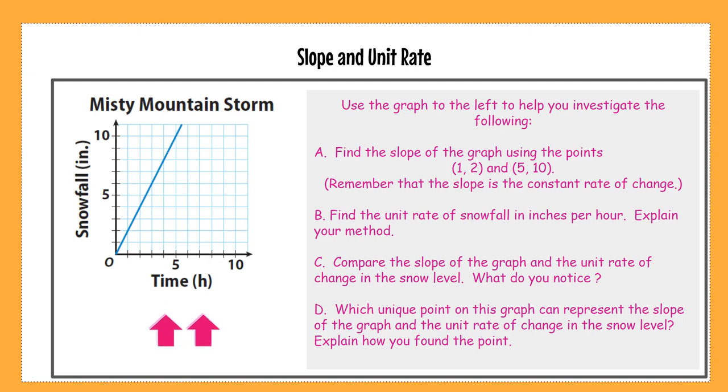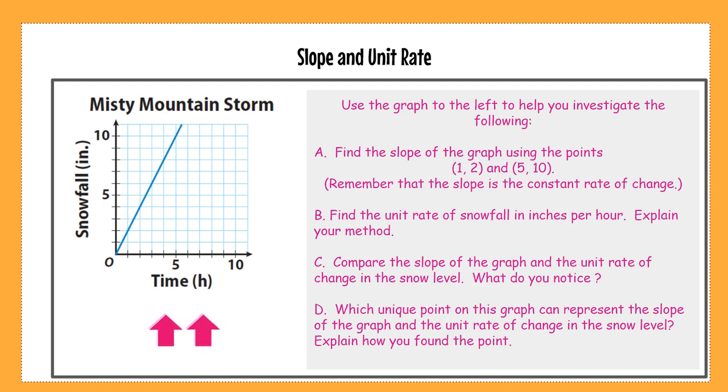I want you to look at the graph to the left to help you investigate this question. We're talking about Misty Mountain Storm. Remember, I think about slope and I think about ski lifts. So it's the snowfall in inches and the time in hours. The first thing I want you to do is find the slope of the graph using the points (1, 2) and (5, 10). Remember, the slope is the constant rate of change. Then I want you to find the unit rate of snowfall in inches per hour. Remember, that's how much the y changes per 1. And then I want you to compare the slope and the unit rate and tell me what you notice.